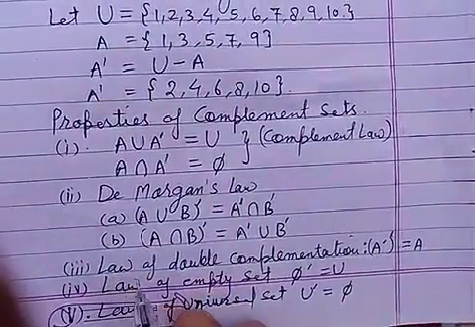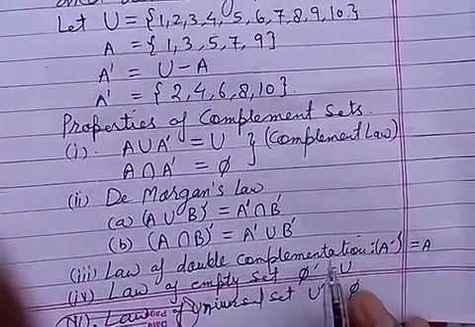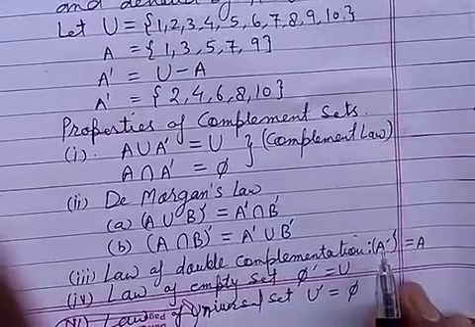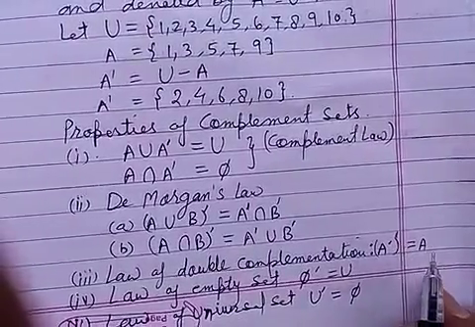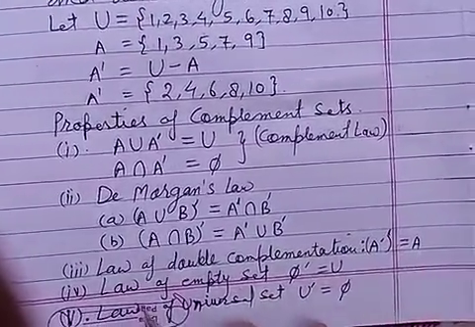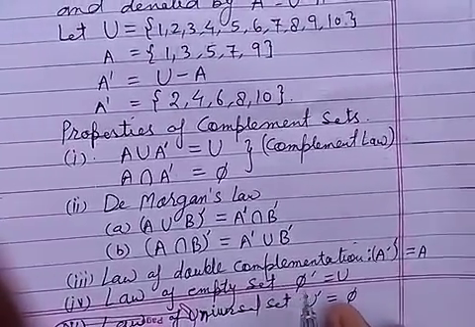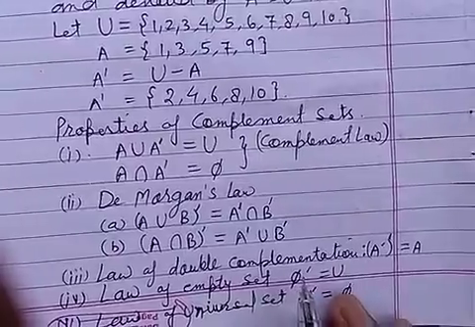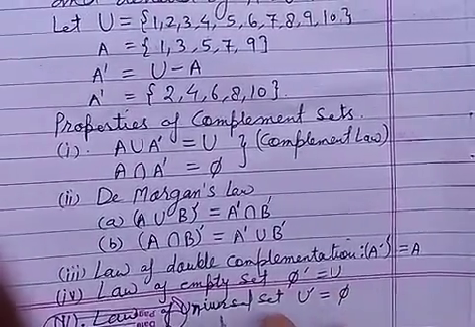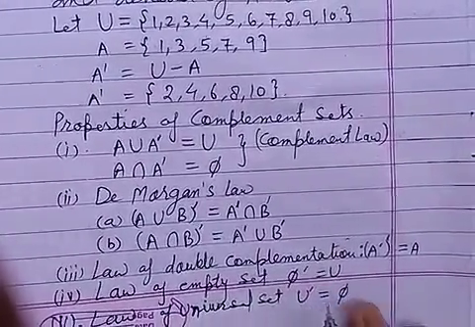Next property is law of double complementation. (A dash) dash equals A. Then next property, law of empty sets. Phi dash equals U. Law of universal set: U dash equals phi.